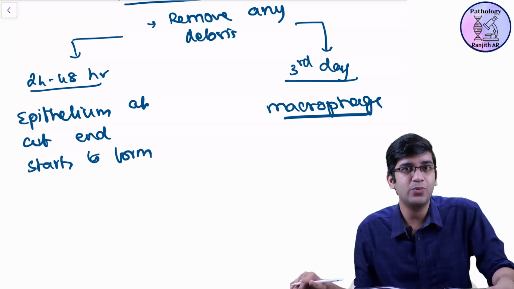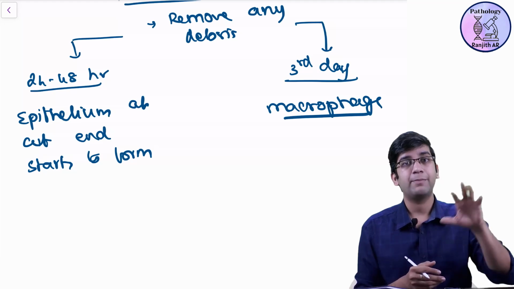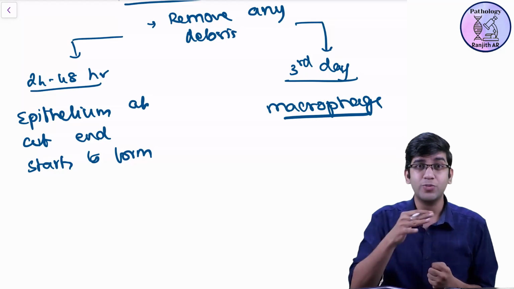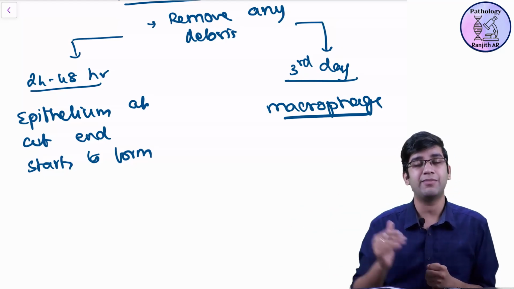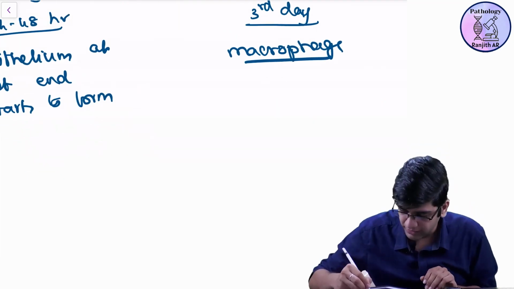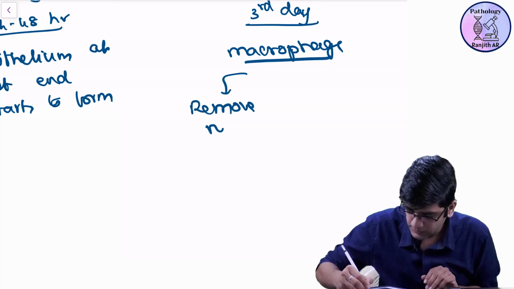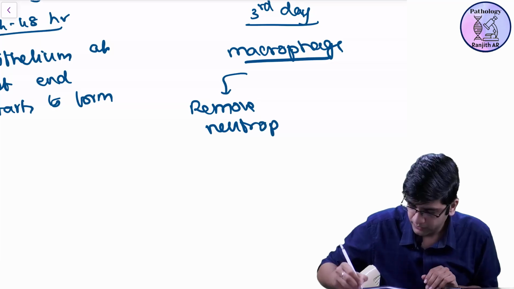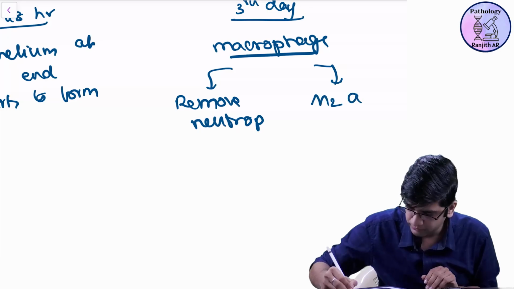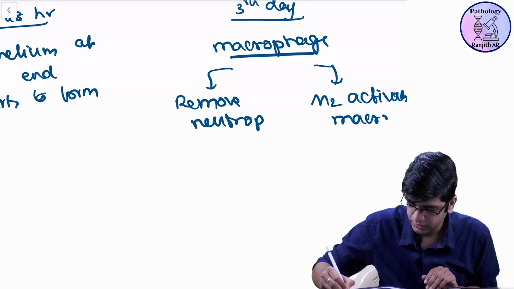So around the third day, I'll have two things happening simultaneously. My macrophage would have taken all the neutrophils, eaten them, and by the same time become an activated macrophage. Both happen kind of simultaneously, right? So what the macrophage does is two things. Remove neutrophils and become an M2 activated macrophage.